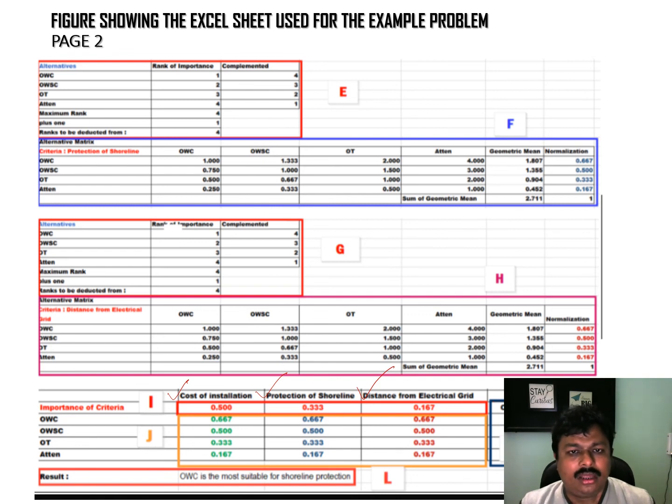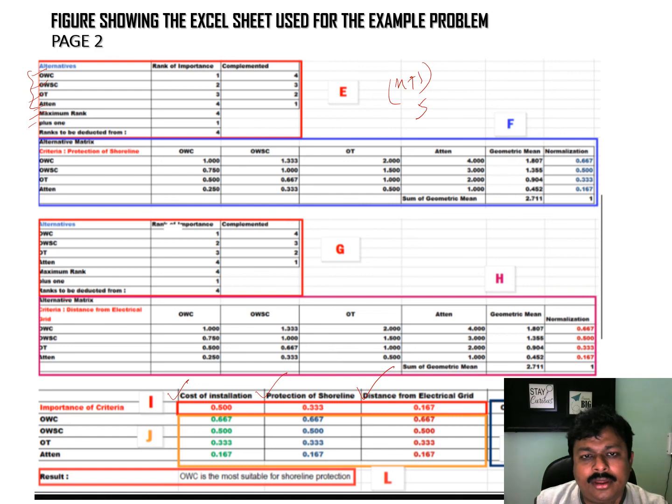Here the number of alternatives, as you can see, 1, 2, 3, 4. So the number of alternatives is 4. So you can just add n plus 1. So this is 5, minus the rank, then 1 by 5.